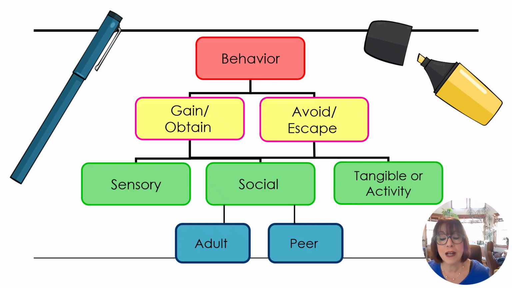Alternatively, the child might be engaging in a behavior to avoid or escape something. Perhaps there is sensory overload and the student is rocking to self-soothe, or perhaps the student is trying to escape something social related to an adult or a peer, or they are trying to escape an undesired activity.